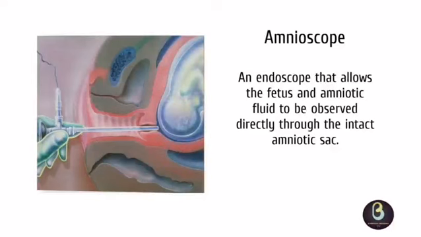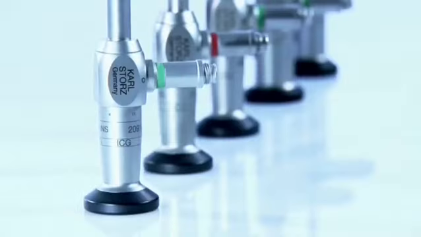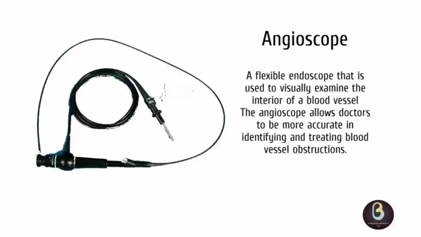Amnioscope, used to examine the fetus through the cervical canal prior to membrane exchange. Angioscope, used to examine the interior of blood vessels. The scope must thus be very long, slender, generally on the order of 0.5 millimeters, and flexible to accommodate navigation of minute spaces and dynamic curvature.